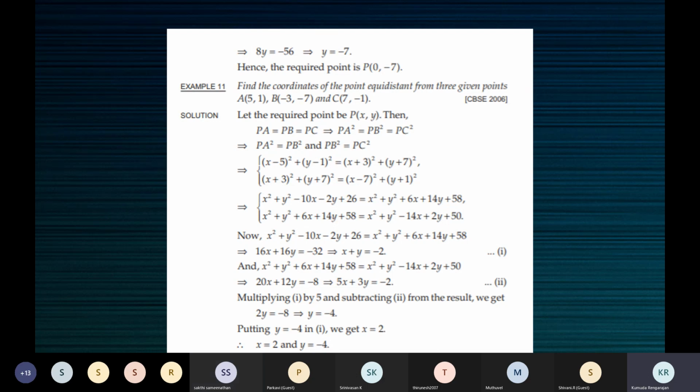Yes, Shakti? Ma'am, I got 2 minus x is equal to y, ma'am. 2 minus x is equal to y. That also does not look correct. Ma'am, I got minus x minus y is equal to minus 2, ma'am. No, you should get minus x minus y is equal to plus 2. Just check that. You must get minus x minus y is equal to plus 2.